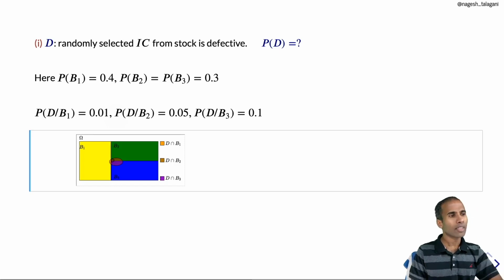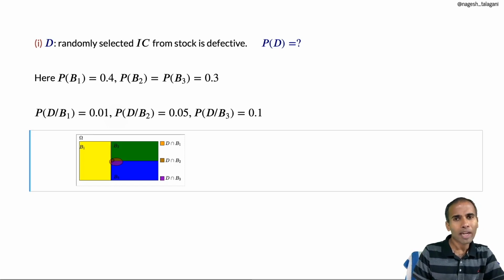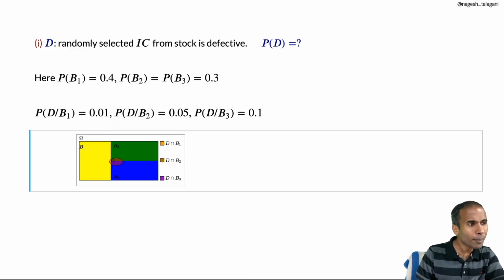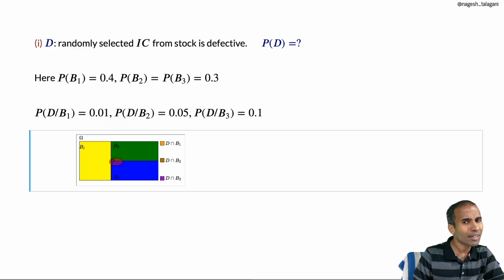Now look at this picture. Here, the whole manufacturer stock is this rectangle, which is divided into three portions: the yellow portion consisting of ICs from supplier B1, the green portion consisting of ICs from supplier B2, and the blue portion consisting of ICs from supplier B3. The ellipse consists of defective ICs in manufacturer stock. As you see, some defective ICs come from B1, some from B2, and some from B3.